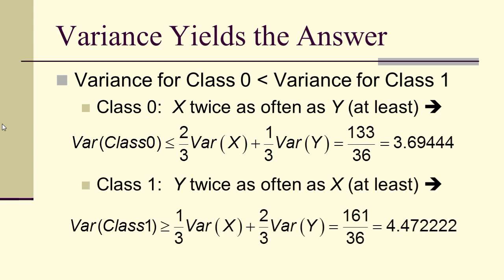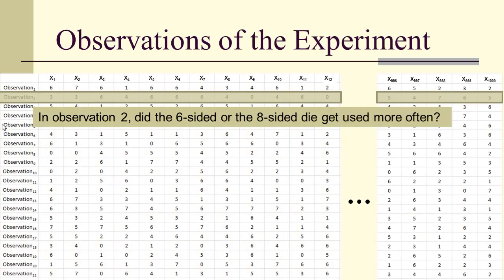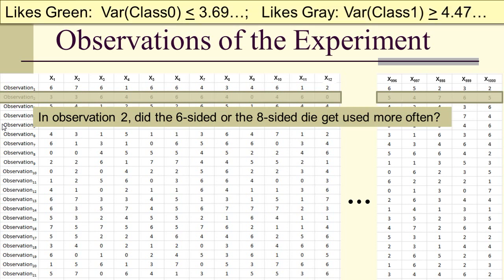Likewise, if y is used twice as often as x at least, then we get 1/3 the variance of x plus 2/3 the variance of y, and that's 4.47. So if the variance is larger than 4.47, we know that their preference is for the gray. If we look at observation 2, we hadn't looked at that yet. So just to summarize, if they prefer the green, their variance will be less than 3.69. If they prefer the gray, their variance will be greater than 4.47.